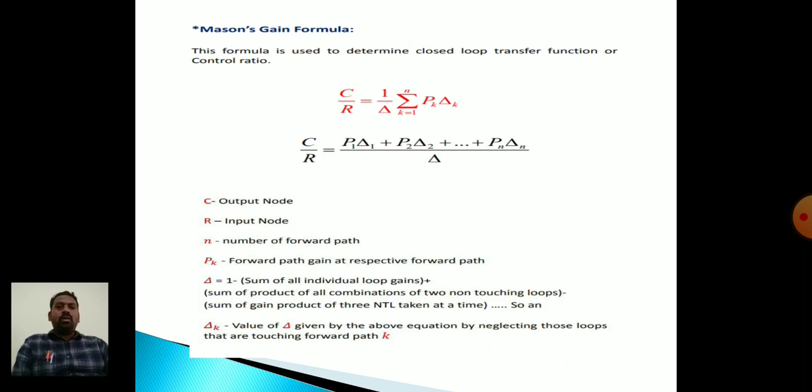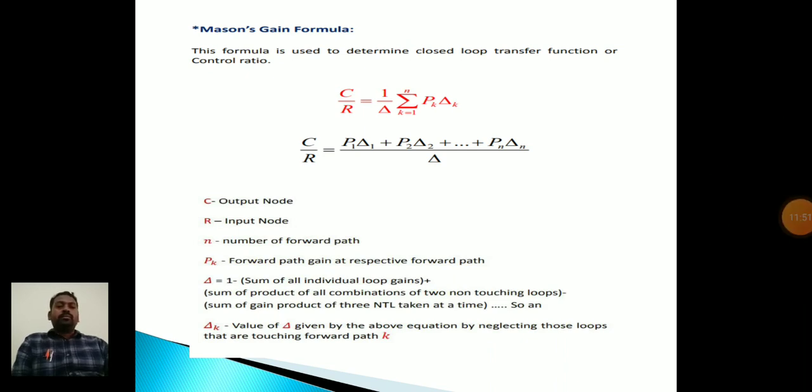So you summate all the forward paths, the path gain and delta of that particular path, and 1 by delta. If there is 1 forward path, P1 delta 1 by delta, you stop there. If there are 2 forward paths, P1 delta 1 plus P2 delta 2 divided by delta, stop there. If there are 3 forward paths, P1 delta 1 plus P2 delta 2 plus P3 delta 3 whole divided by delta. So like that, if there are n, P1 delta 1 plus P2 delta 2 plus P3 delta 3 and so on up to Pn delta n divided by delta.